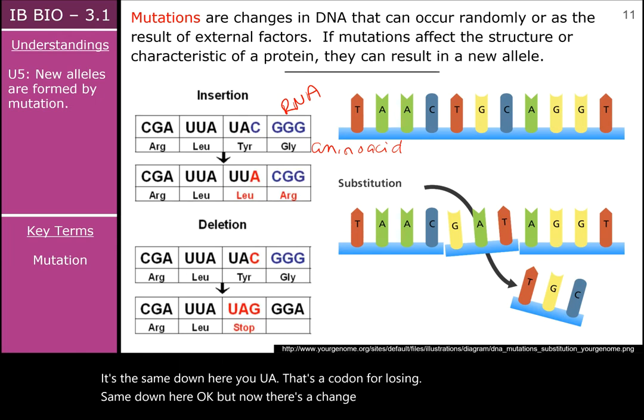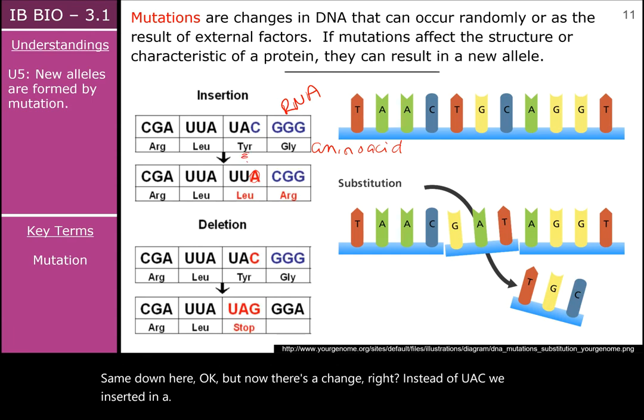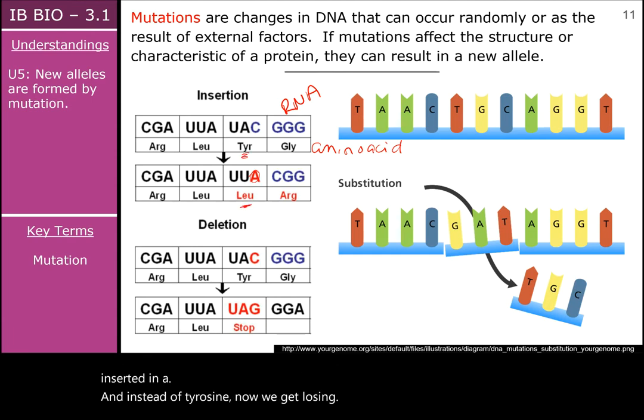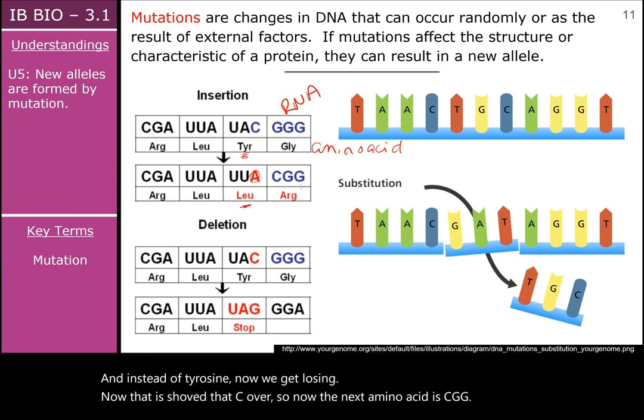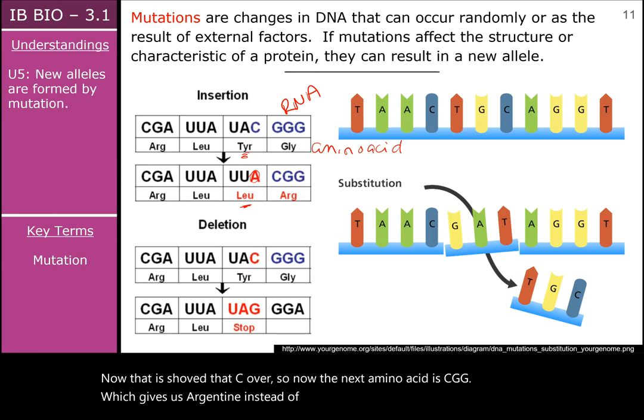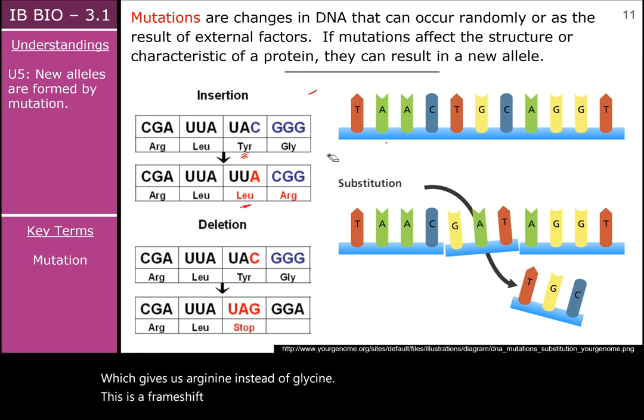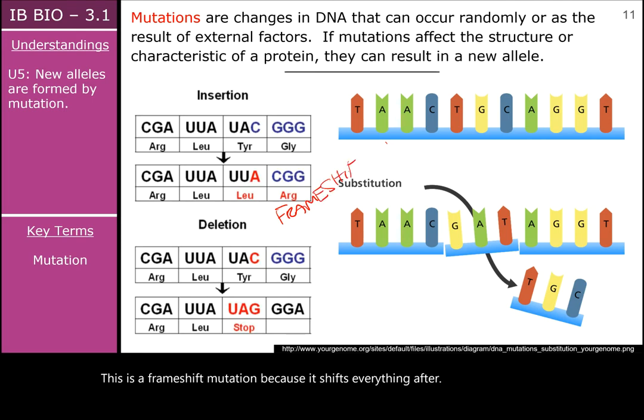Instead of UAC, we inserted an A. And instead of tyrosine, now we get leucine. Now that A shoved that C over, so now the next amino acid is CGG, which gives us arginine instead of glycine. This is a frame shift mutation because it shifts everything after. Now that means every single amino acid after this point in that protein is going to be changed.